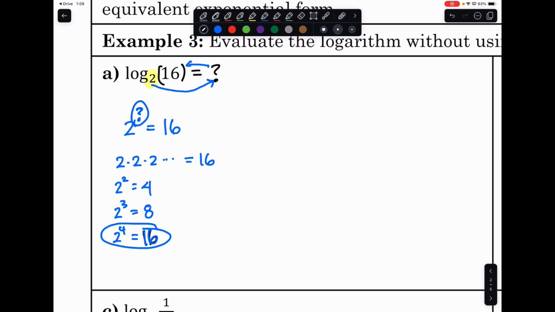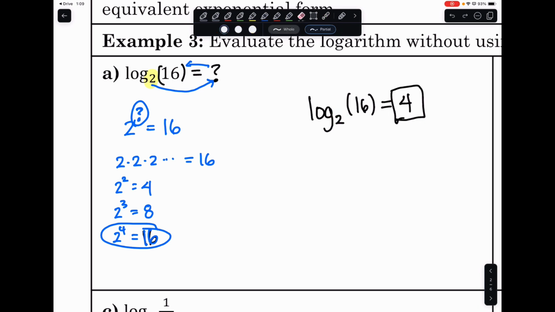So that means the equivalent value of the log with base 2 of 16 equals the answer of 4. And this again is what a log function does. It just tells us and identifies what the base has to be raised to in order to equal that number right there. So 2 to the fourth power equals this value of 16.